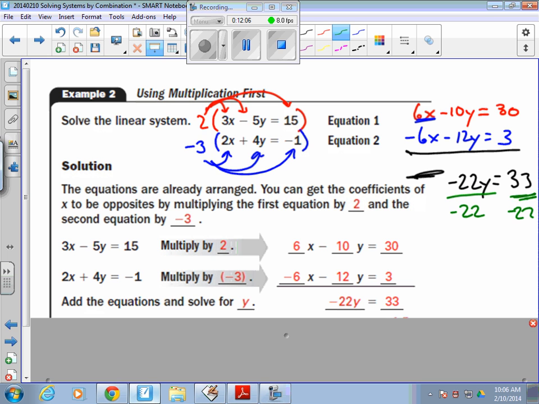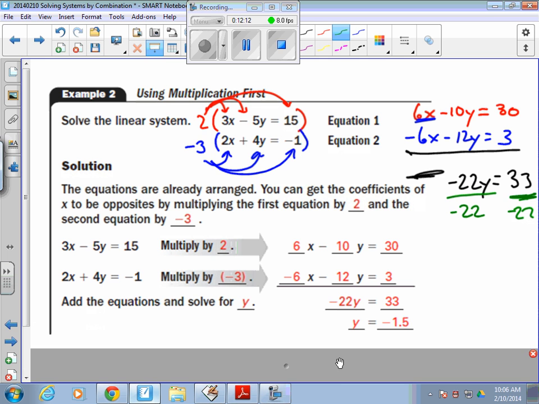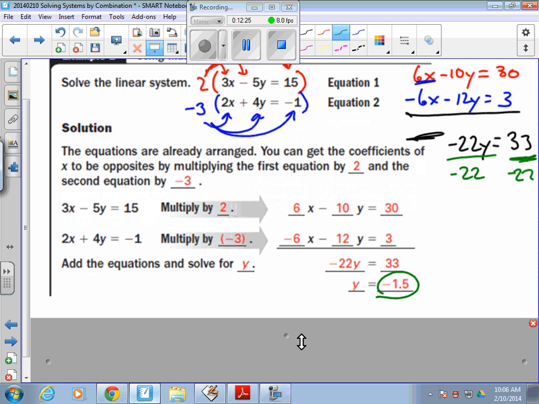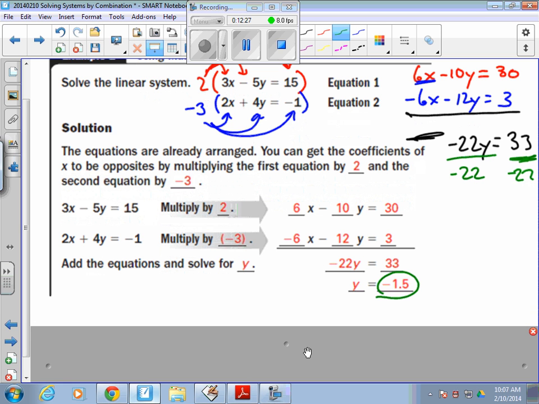We're just going to be able to reduce that fraction. We're not going to be able to get an integer. It's going to be negative 3 over 2 is your value for y, which is the same thing as negative 1.5. Negative 3 over 2. They have it written as a decimal. So now that you have your value of one of the variables, in this case y is negative 1.5, we use 1.5 since that's what they have here.